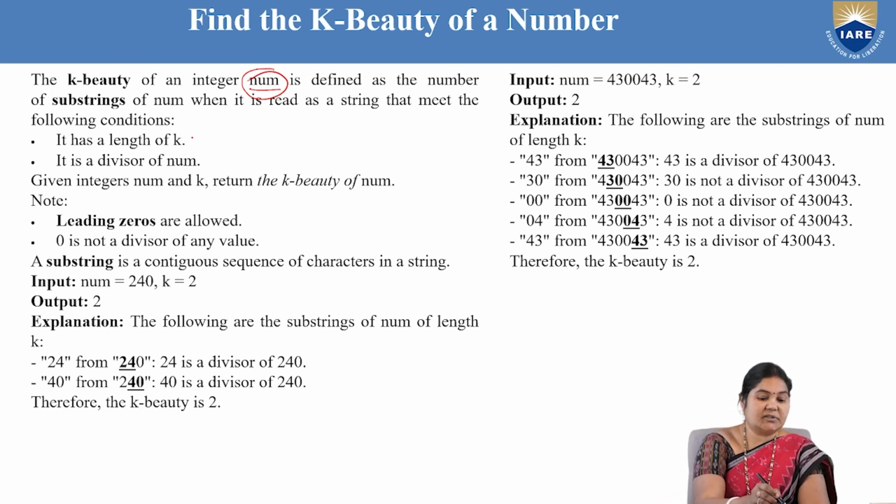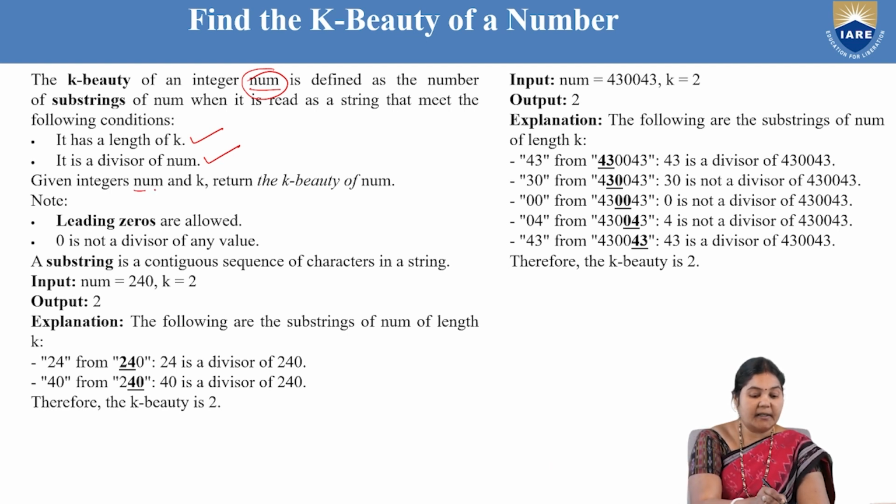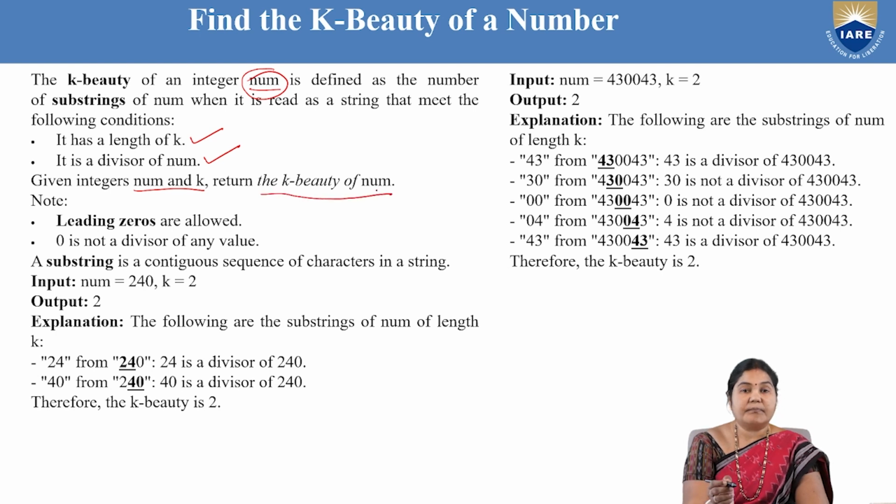So there are two conditions. You have to make substrings of length k, and check whether each substring, if converted into an integer, is a divisor of num or not. Given integers num and k, the input is a number and the k value, which we call the window size. Find the k-beauty of the number. Note that leading zeros are allowed, and 0 is not a divisor of any value. A substring is a contiguous sequence of characters in a string; this is just the definition of a substring.